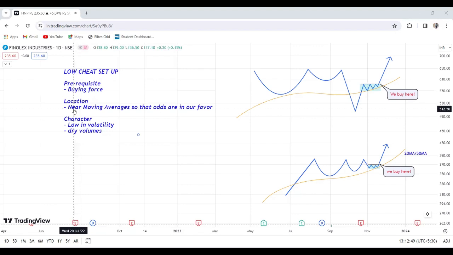The next point is location. We always want the odds in our favor. So we are going to stack multiple points so that the odds are always in our favor. Like if I find the low cheat setups near the moving averages, there it actually enhances the probability of winning the trade. Therefore, why do I need to risk my money if the probability is not high enough?